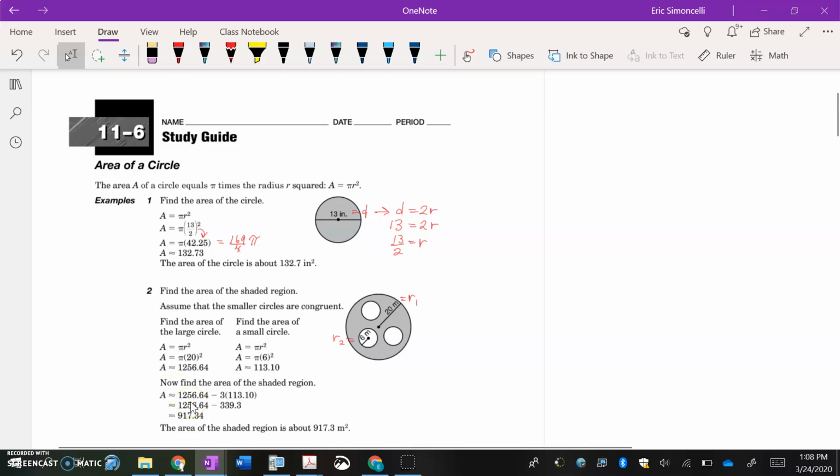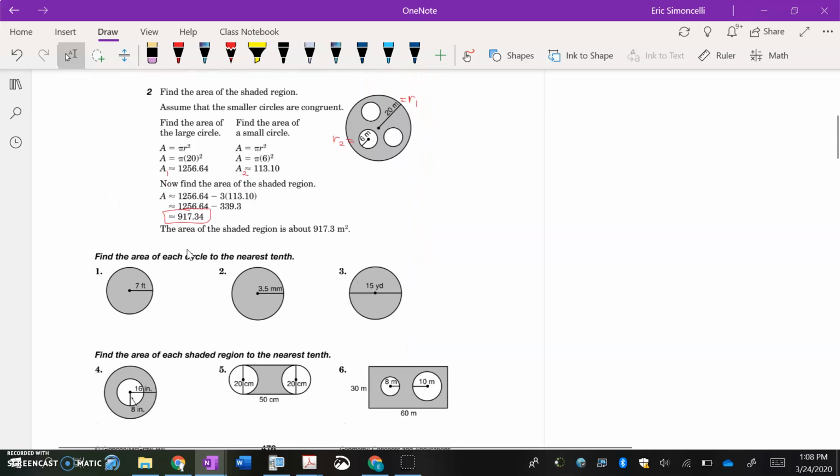So we'll take the area, I'll label it A sub 1 maybe from up above and A sub 2 from up above. So if I subtract A sub 1 minus 3 times A sub 2, again, there's 3 smaller circles, so that makes sense. That then lends itself to 339.3. If you subtract those, you'll get the final area to be 917.34 meters squared. So all of those answers respectively, I'll go back and highlight. Okay, let's move on.